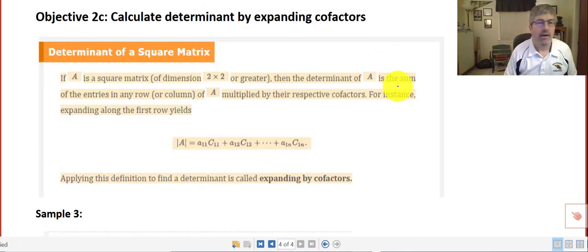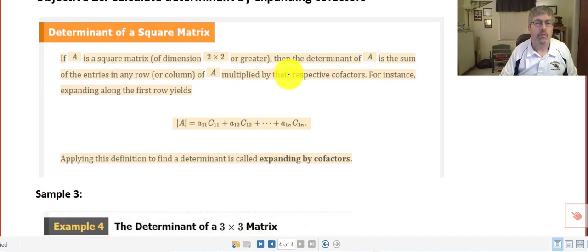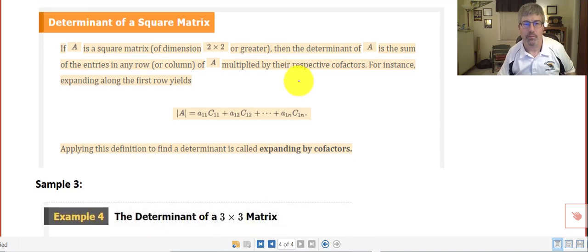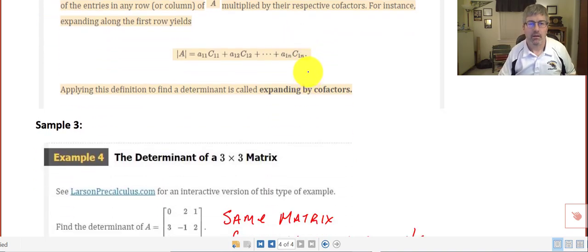Now that we have the minors and the cofactors, we can calculate the determinant by expanding the cofactors. Okay? And that's really what it's called. Expanding the cofactors or calculating the determinant is essentially the same thing. And we can do that for a 2 by 2 or greater matrix. We will see the 2 by 2 is pretty straightforward, so we'll use this for 3 by 3 and larger.